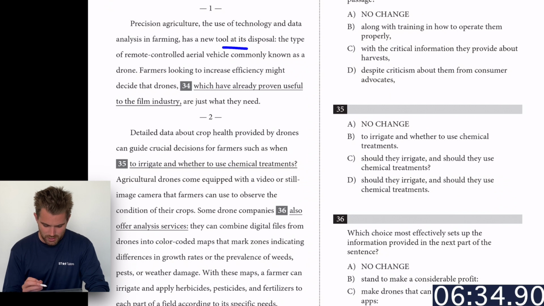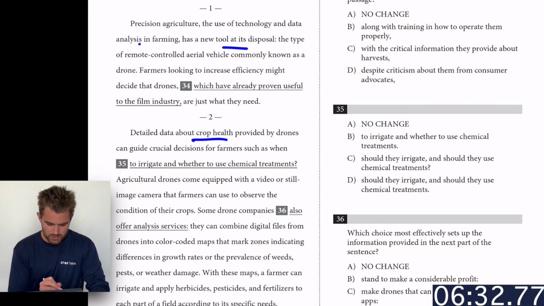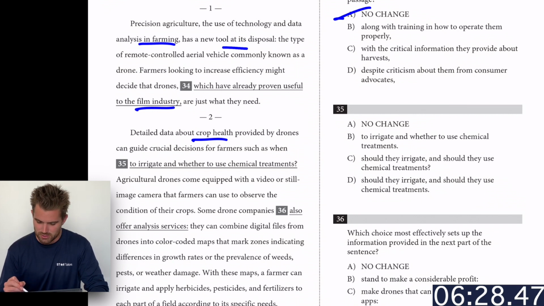Detailed data about crop health. Farming. It's not A on this one, right? Because the film, that has nothing to do with anything. Along with training and how to operate them properly. Nothing about farming in there. With the critical information provided about harvest, yes. Despite criticism about them from consumer advocates, no.